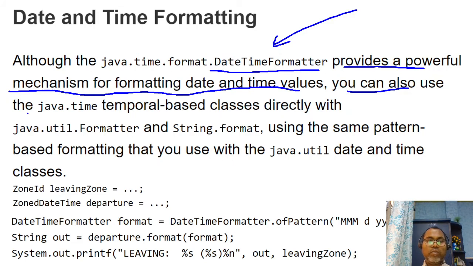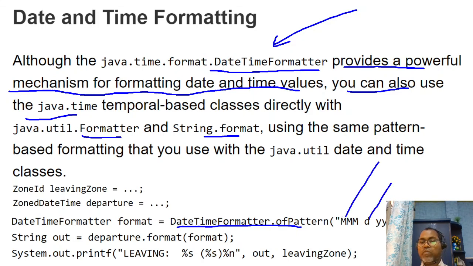You can also use the java.util classes, like a Formatter or a string formatter, with the same patterns as before. So how do you do it? First, specify your class name, DateTimeFormatter, and its pattern. Here you specify which pattern you want to convert your date to, and after that you specify any date, or any ZonedDateTime object, and apply the format method. You apply this formatter, and now your date will be printed converted in this format.